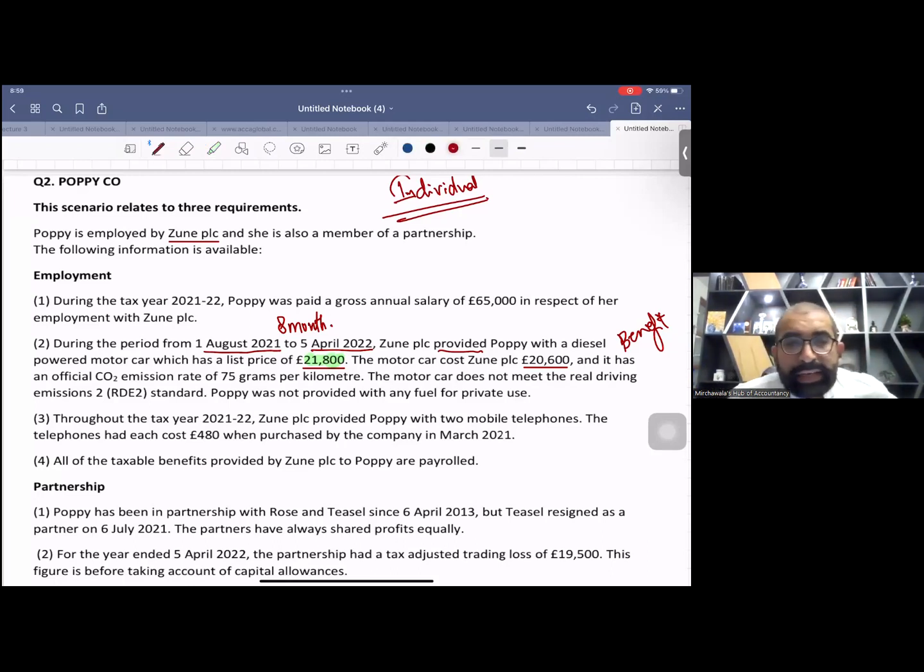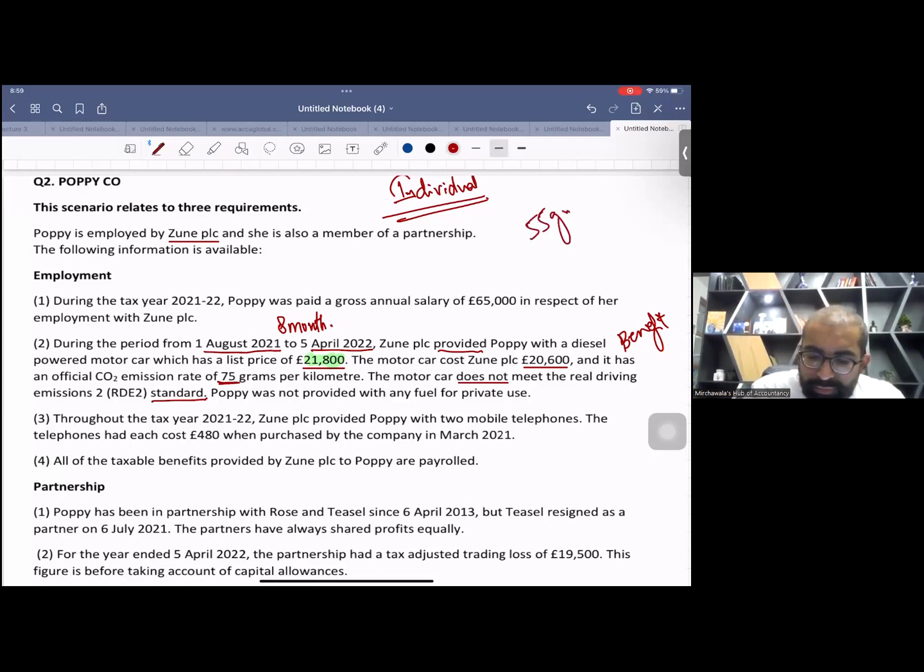Okay. Now, it has an official CO2 emission rate of 75, that means greater than 55. Now, one piece of information is very relevant: is this a diesel car that follows the rules of RDE or not? Read it. The motor car does not meet the real driving emission standard. That means this is a bad diesel car, not a good diesel car, so there will be some punishment. I hope you remember the rules for such diesel cars.